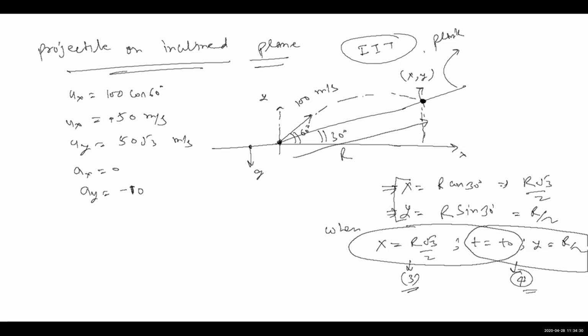Sir, here ux will be equal to 50 root 3, no sir? Ux is 100 cos 60, and cos 60 is 1 by 2. Sin 60 is root 3 by 2. Okay, sir, sorry. No problem. You guys will keep making mistakes, but just keep learning from them.